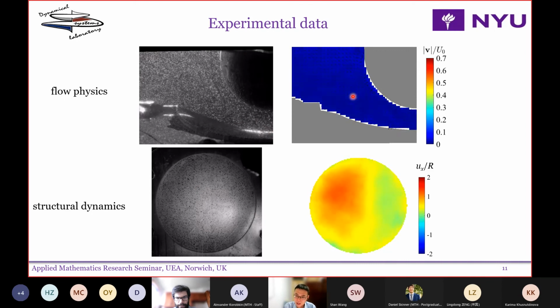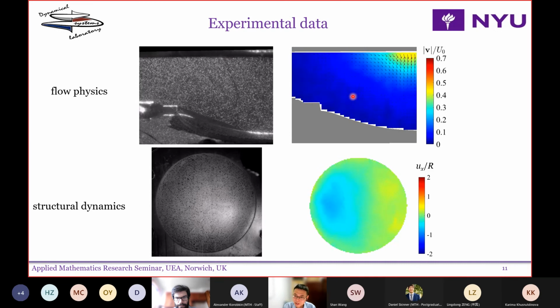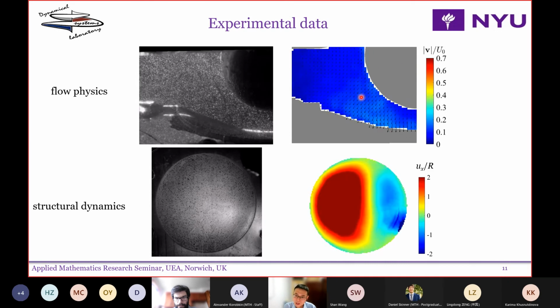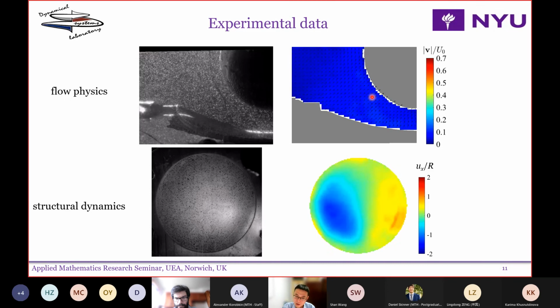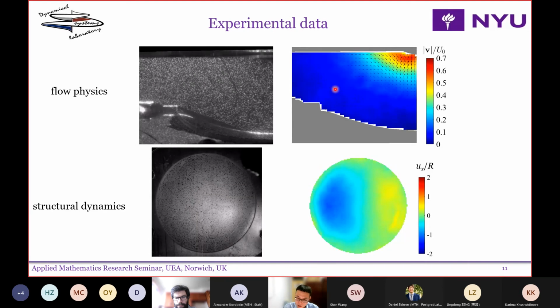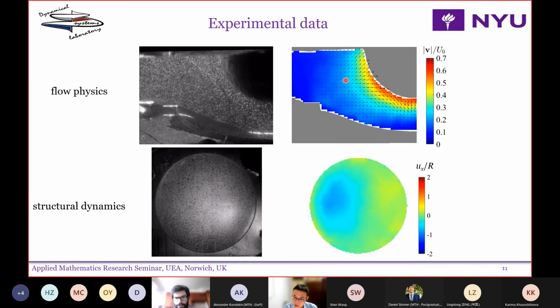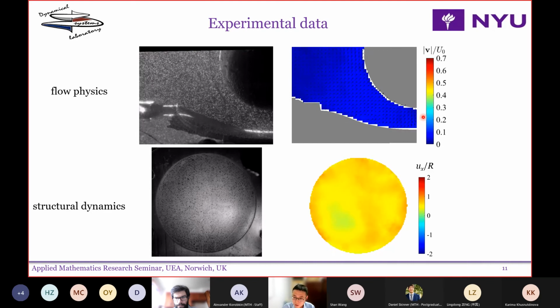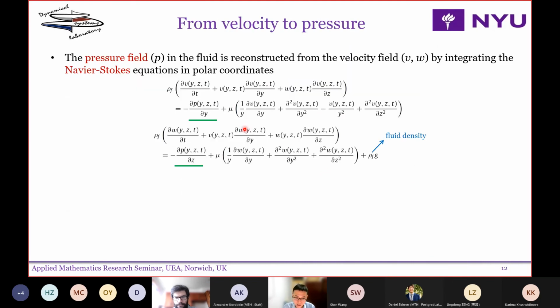For the PIV velocity measurement, we can actually take a further step to infer the pressure distribution in the flow. So from the velocity field, we can integrate the Navier-Stokes equation to obtain the pressure distribution around the plate and the sphere. I'm going to show you in more detail in another slide.